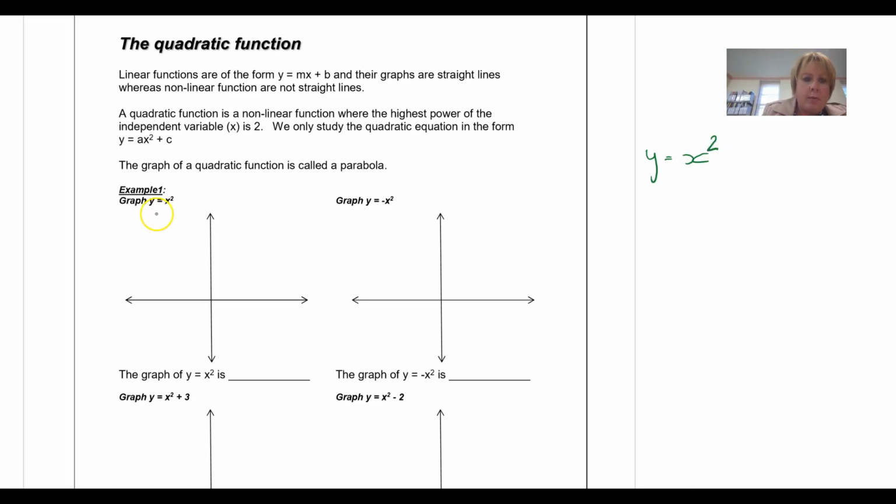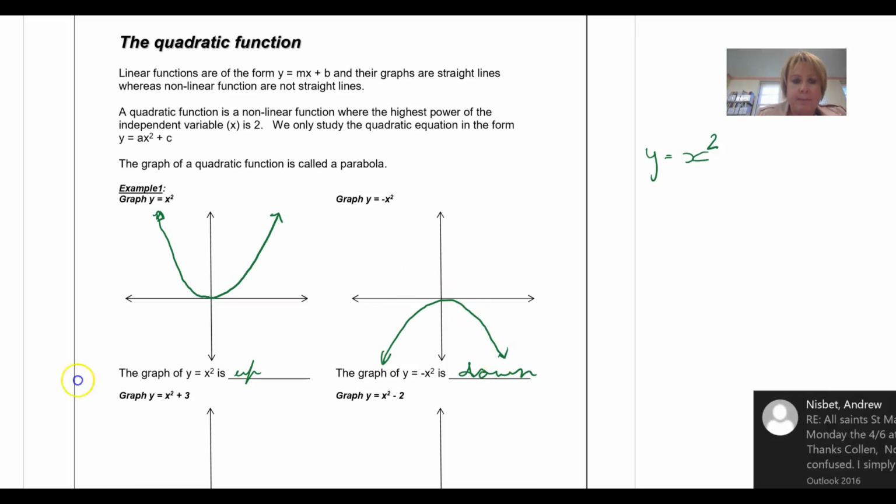Now, you might remember from year 10 that a positive x squared has the point 0, 0, we call that the vertex, and it is happy, or it is up. With a negative, everything goes into the negative, so that's sad or down. So you need to be able to draw both of those. We don't actually plot points, we just draw a rough parabola.